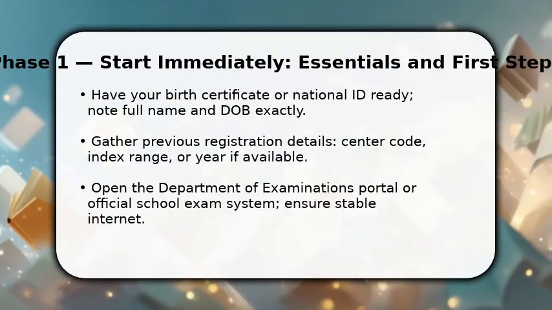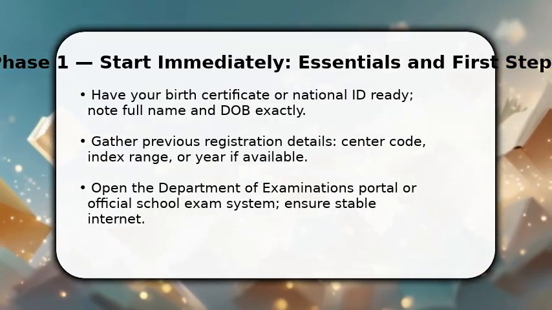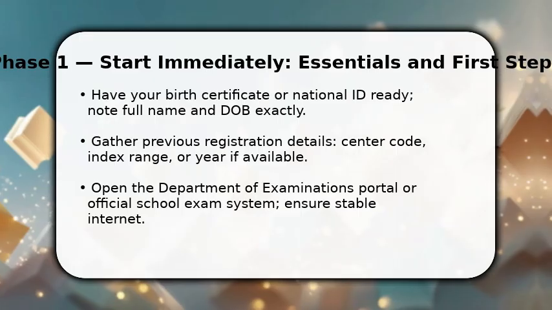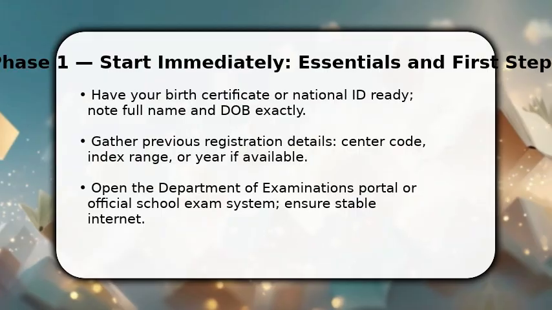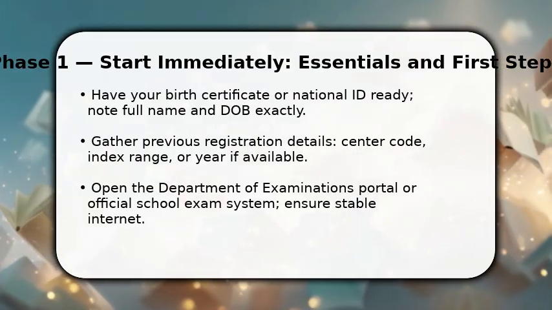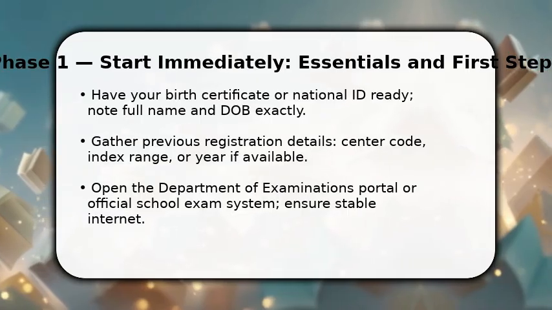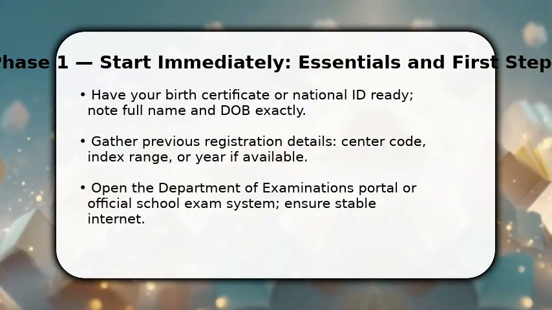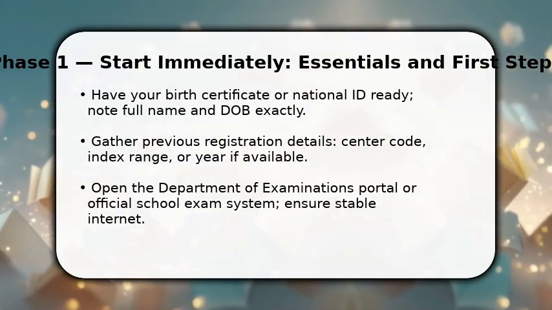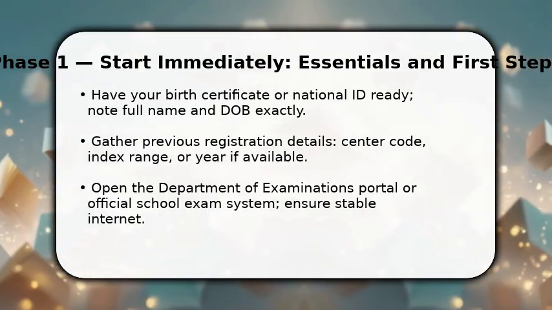You start by assembling the essentials so the search is precise. Enter your legal name exactly as on records, then add your date of birth. Small mismatches cause failures. Once done, locate the exam portal or the school's candidate system and log in with credentials or prepare the temporary access form from the exam office. Keep your center code or any partial index numbers ready because you'll use them immediately. This reduces back and forth and speeds the process.